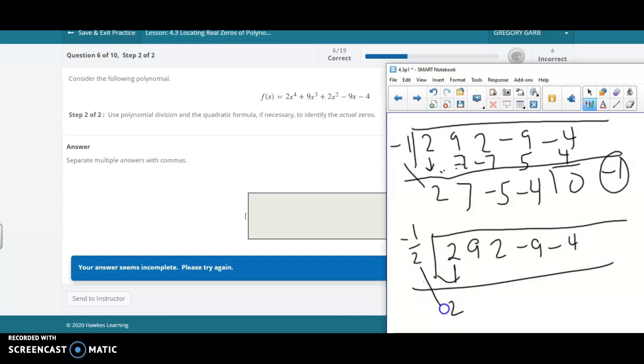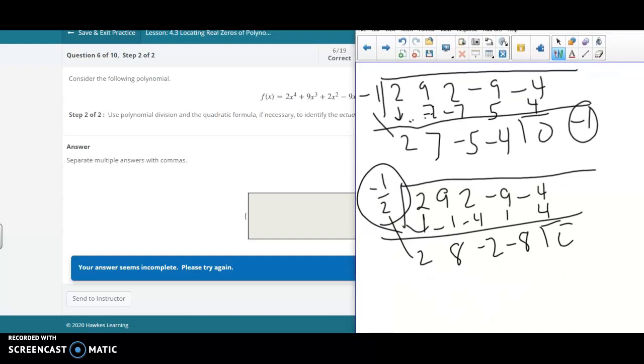We try -1/2. We're going to get -1. Combine that, we're going to get 8. Multiply that, you're going to get -4. Combine that, you're going to get a -2. Combine that, you're going to get a 1. Combine that, you're going to get -8. Multiply that, you're going to get 4. And 4 and -4 is 0. So we have two zeros now. We have -1 and we have -1/2. And then they ask you to use the quadratic formula if you need to. So at the end here, we have, remember this is the constant, that's x. And we see what answer we have.